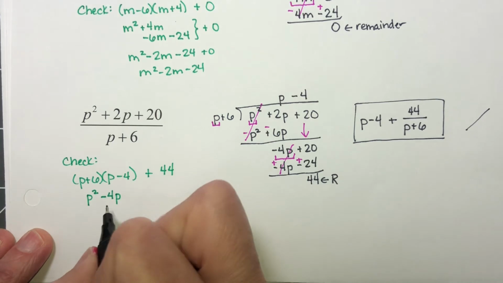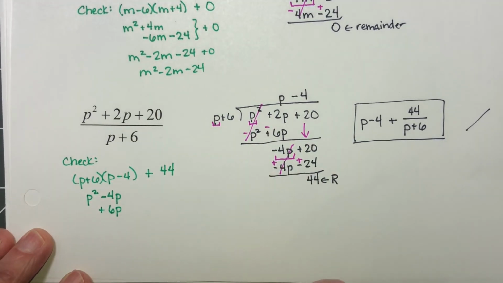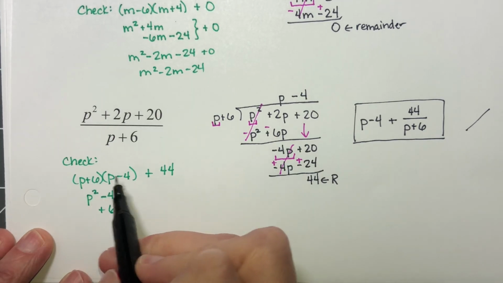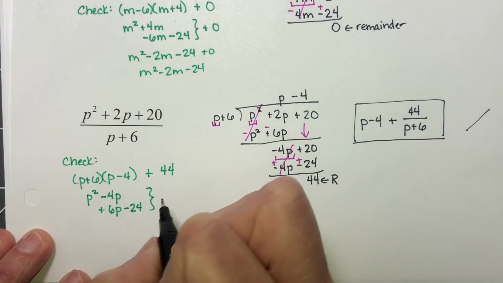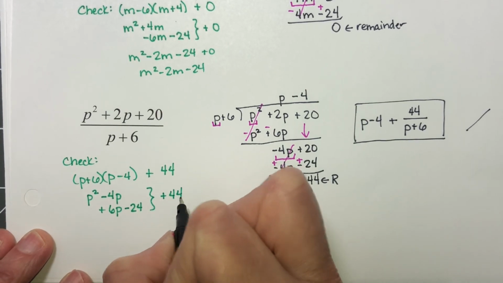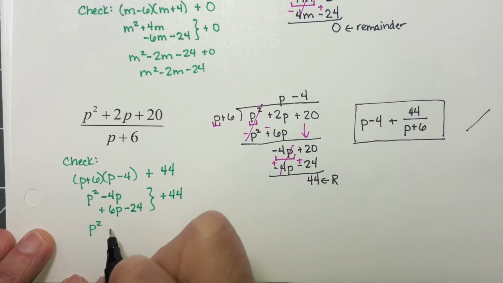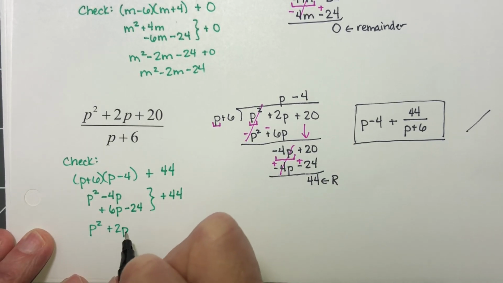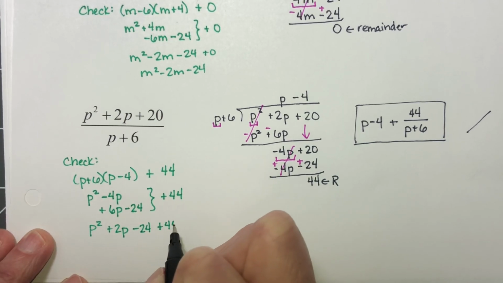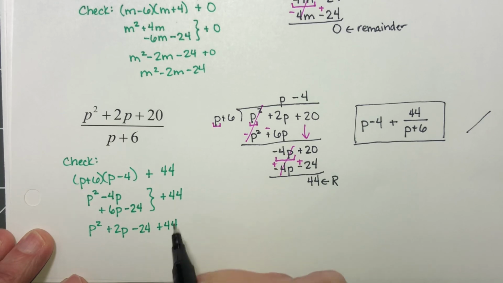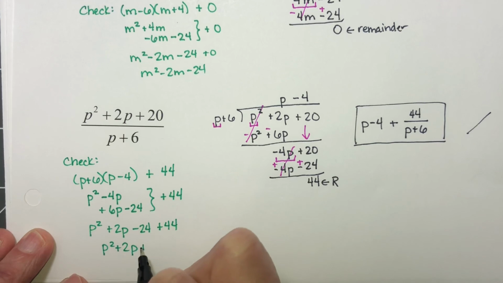6 times P, it's going to be plus 6P. I'm lining up my like terms to make it easier. 6 times negative 4 is negative 24. And then I have all of this plus 44. Let's combine like terms here. P squared plus 2P minus 24 plus 44. Negative 24 plus 44 is 20. P squared plus 2P plus 20.